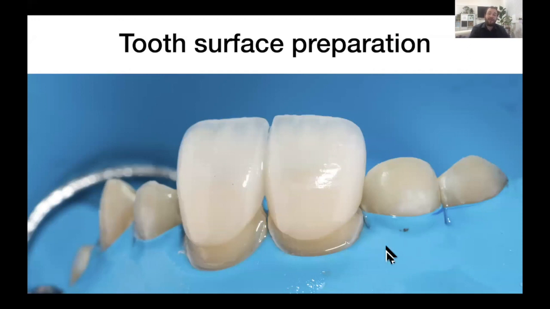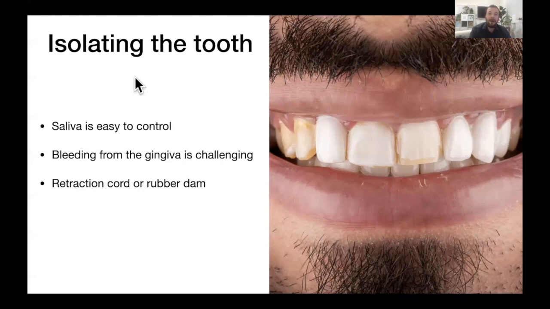Tooth surface preparation. Now that we're done with preparing our veneers, we will prepare our teeth. And this is where it gets interesting, because I know some of you are interested in learning how to bond under rubber dam. Isolating the teeth, first of all, you want to control the saliva. And in my experience, controlling saliva is easy.